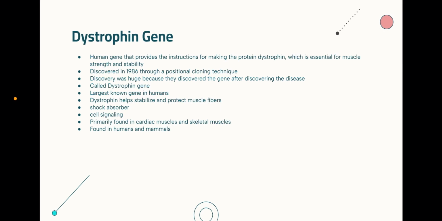And this dystrophin is also primarily found in your cardiac muscles and your skeletal muscles, which is pretty much everywhere around your body, which is why it's the largest known gene. And it's not only found in humans, it's also found in mammals as well. People who test for all the mutational data and all the diseases, they test on mammals, but usually mice.